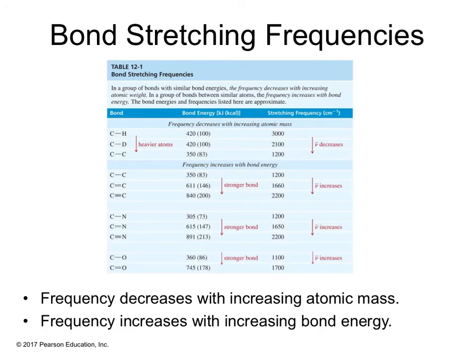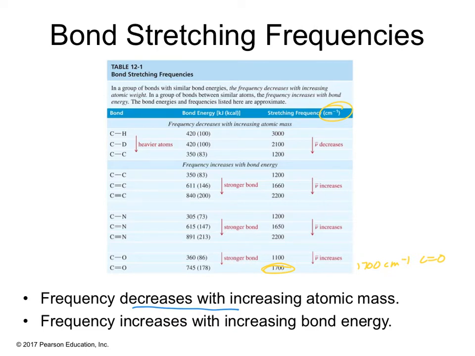And so here you can see the different bonding frequencies. They decrease with increasing atomic mass, and the frequency increases with increasing bond energies. So you need to get familiar with the carbonyl. It is going to be around 1700, and this is your wave number. So around 1700 reciprocal centimeters is where the carbonyl frequency will show up.